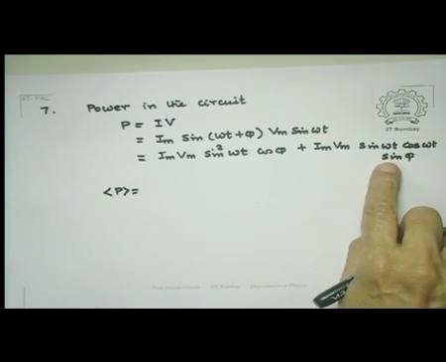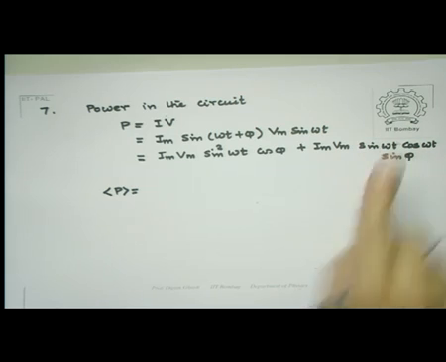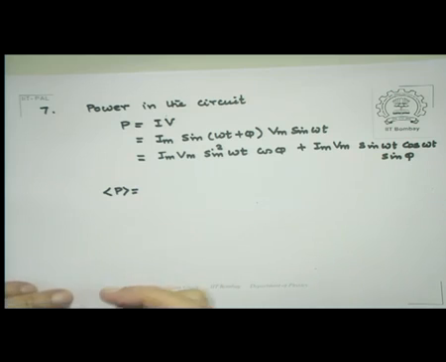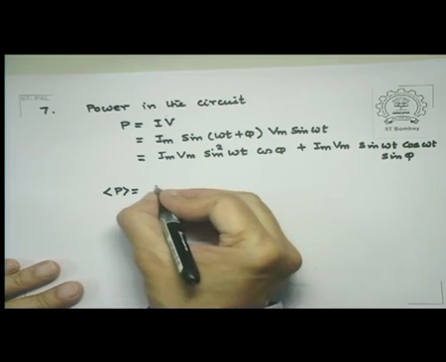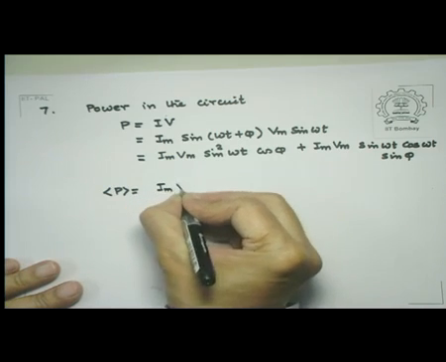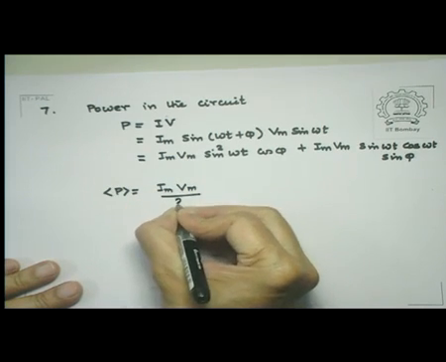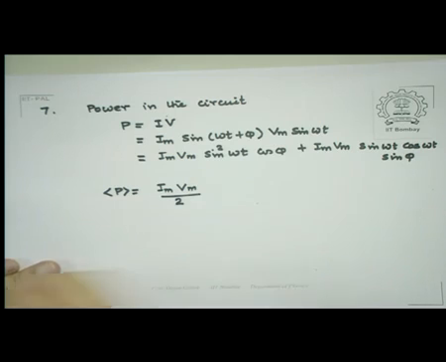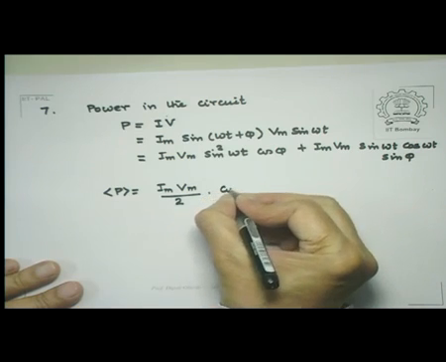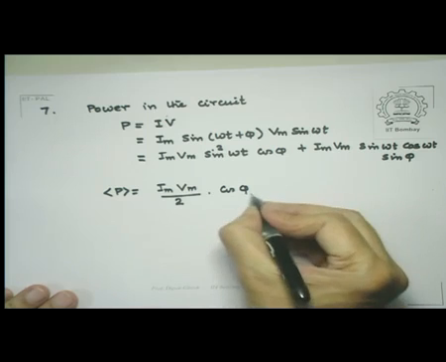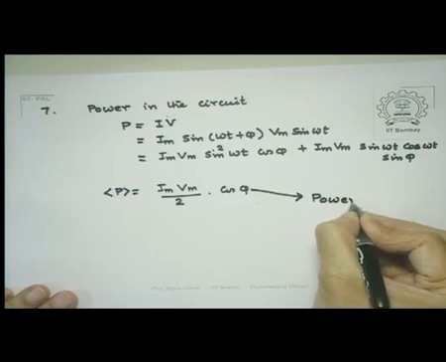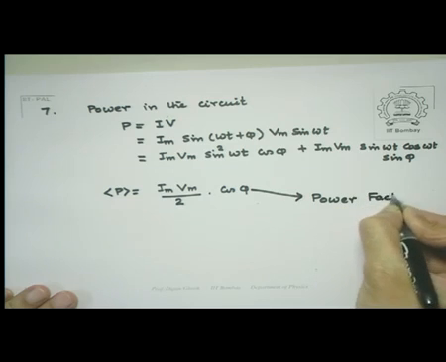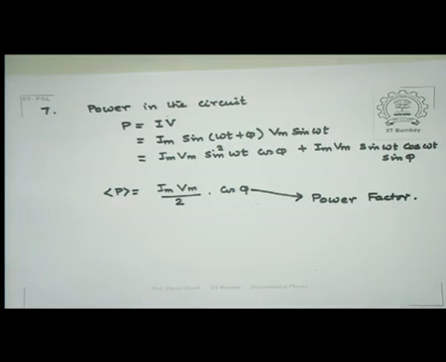then the second term vanishes, because this is essentially sine of 2 omega t, and we are left with only this term, which is Im Vm by 2, because sine square omega t has an average of 1 over 2, times cosine of phi. And this cosine of phi we said is the power factor of the circuit, which plays a very important role in transmission lines.